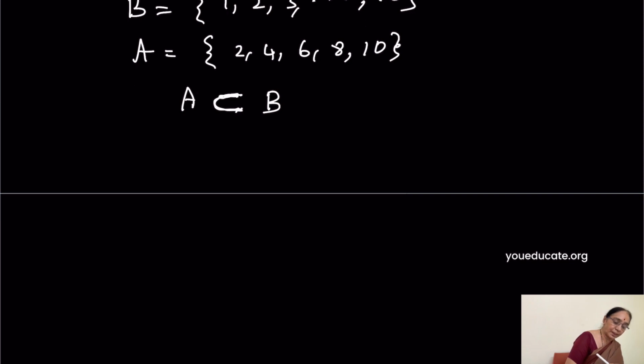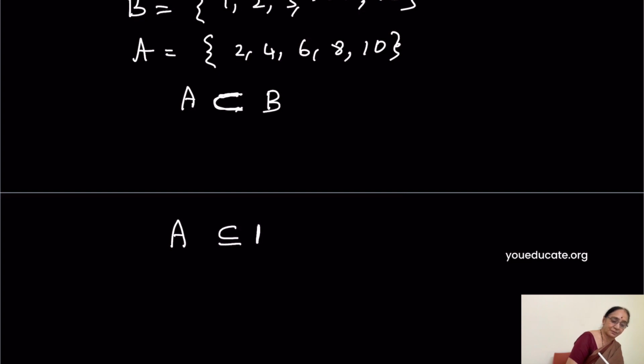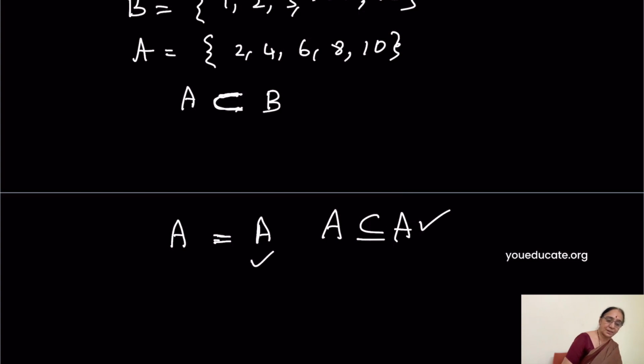Now what about A and A? When you compare A and A, A is a subset of itself, because all the elements of A are again all in A. So you can also say A is a subset of A itself. In fact, when they are one and the same, we don't say subset, we say A is equal to A. But it is also correct if I say A is a subset of A. This is also right, but the best way of saying it is A is equal to A.